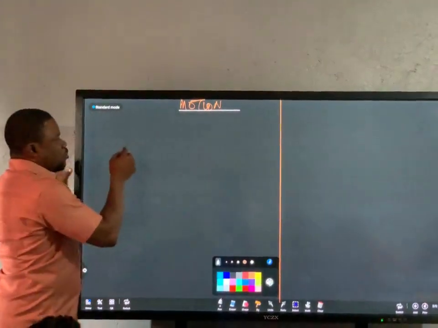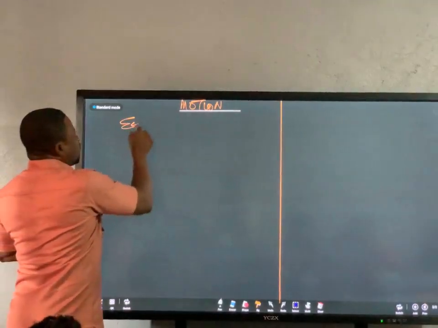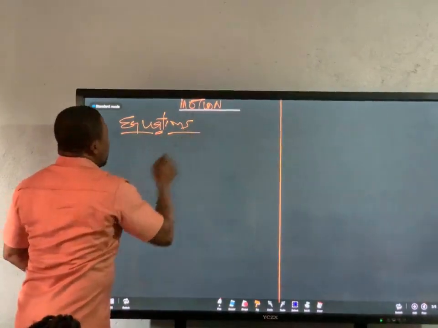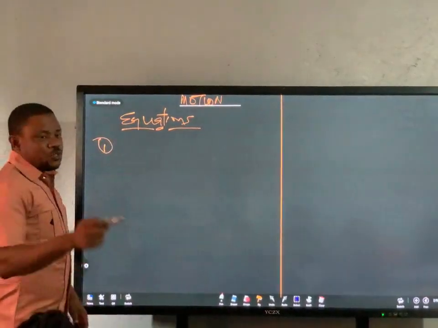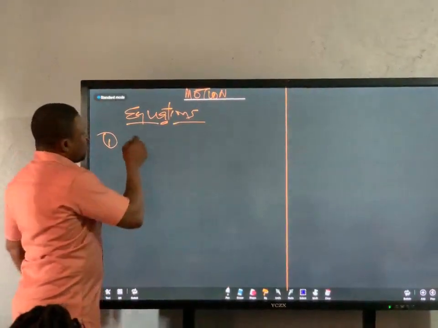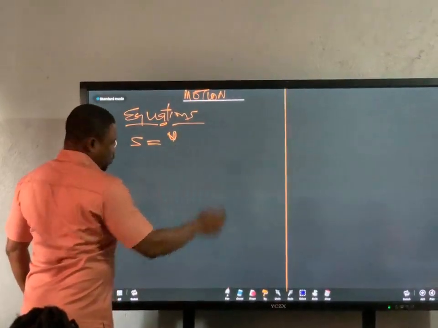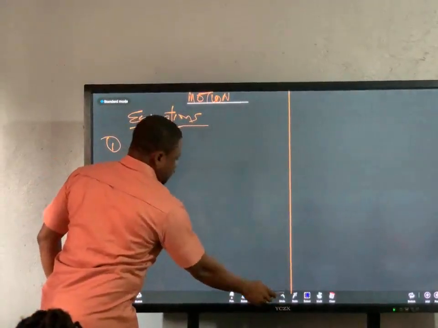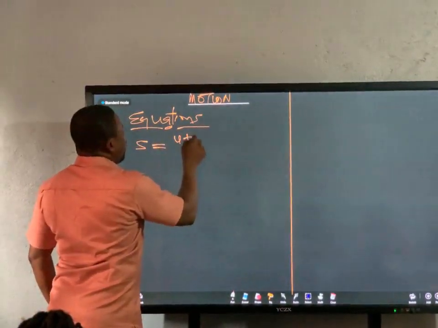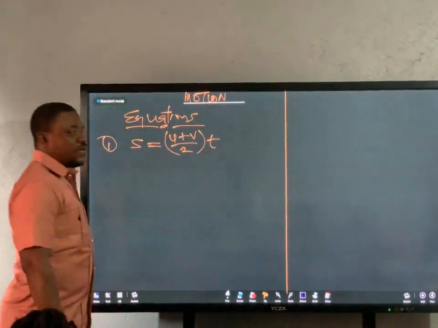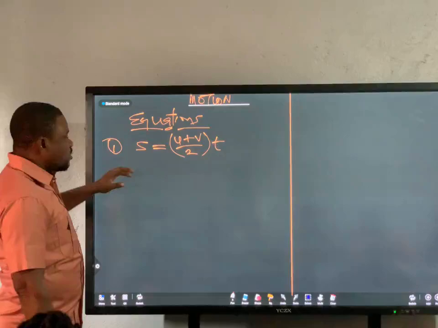Then based on all this story, we know how to get the equations of motion. For equations of motion, the first we talked about was s is equal to (u plus v) over 2, times t. Right? Yes. Because we have said that what?